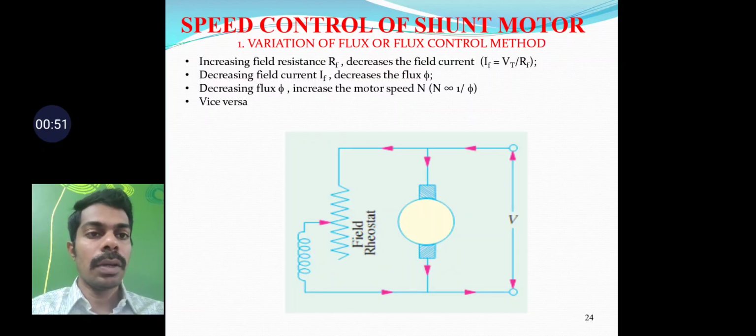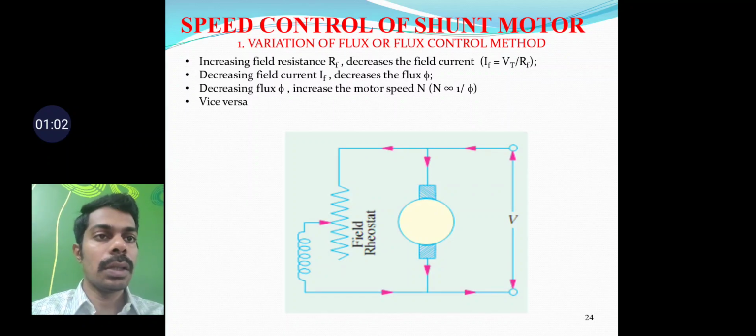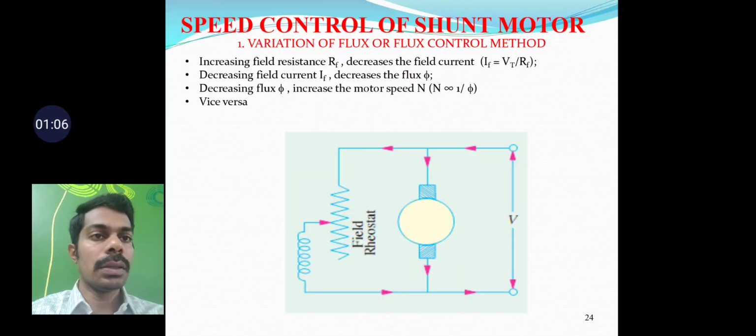From this diagram it is observed that the field is controlled with the help of a rheostat, that is, increasing the field resistance decreases the field current, because If, the field current, is inversely proportional to the field resistance. While decreasing the field current, it decreases the flux.